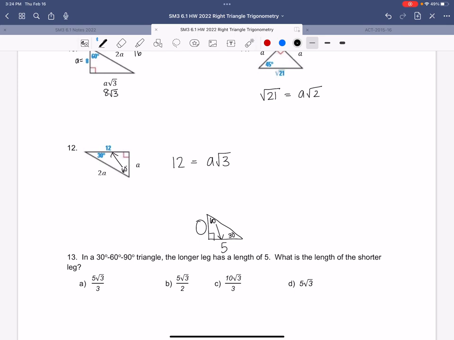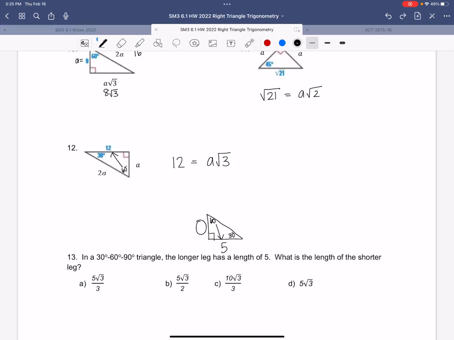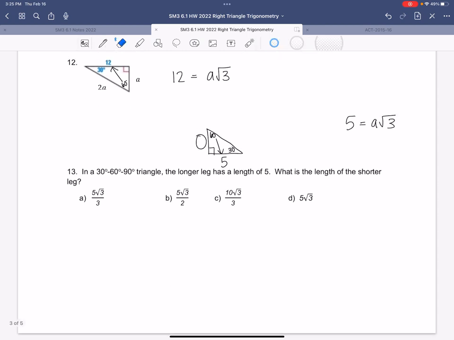So that's just like this one right here, but just to show you, the one across from the 60 is equal to a square root of 3. So you would say, okay, well 5 is equal to a square root of 3. Well, maybe I should write it down here. 5 is equal to a square root of 3, and you're solving for a. This side actually equals a. So if you solve for a, that will be your answer.